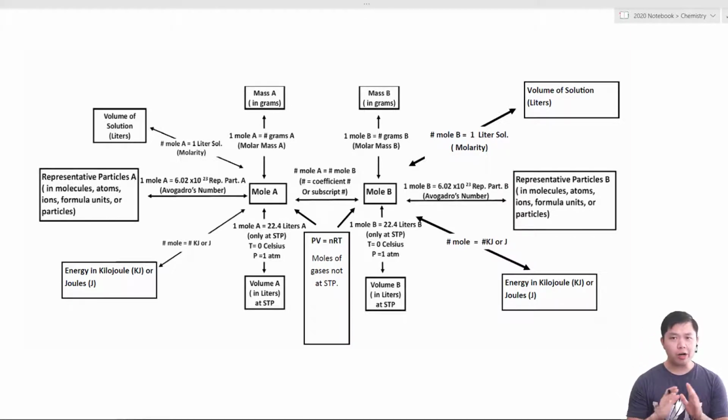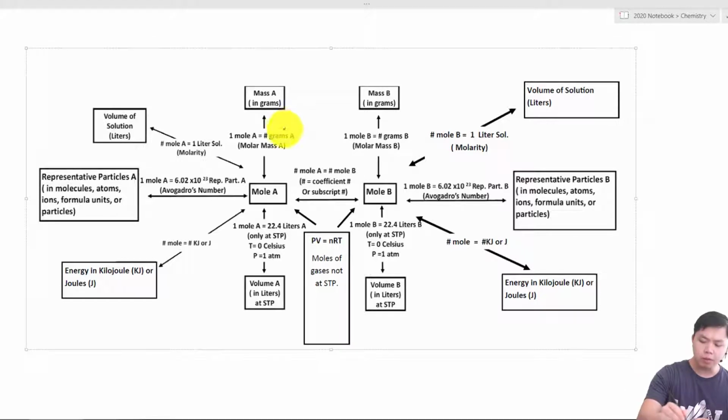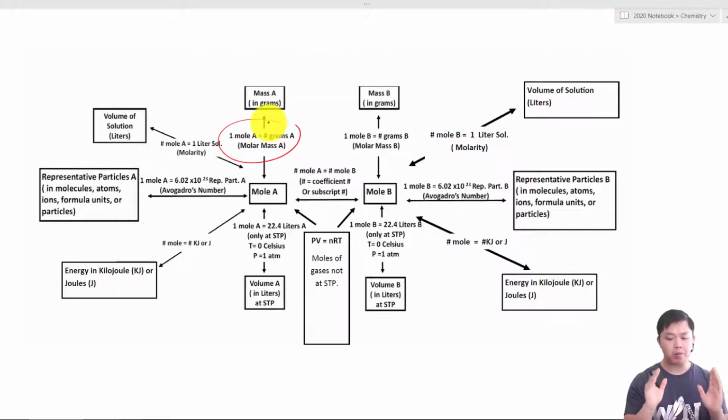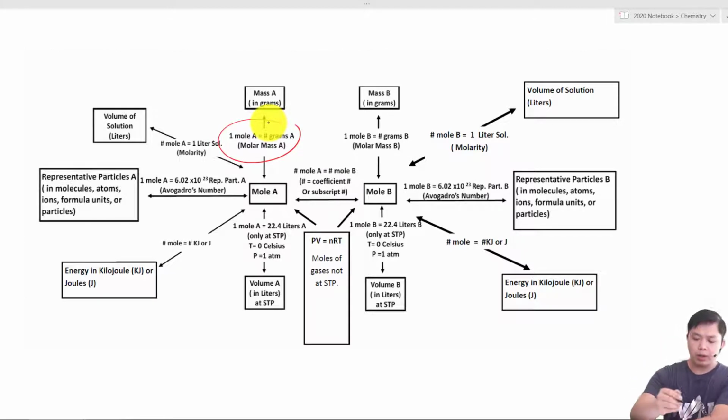Now we already learned how to use this flowchart, and some of you already remember. So here's the cool thing. Once you use the flowchart so many times, you need to be able to interpret one of the most important aspects that we need to remember, how to get mass to mole. Notice from mass to mole, we multiply that conversion factor.